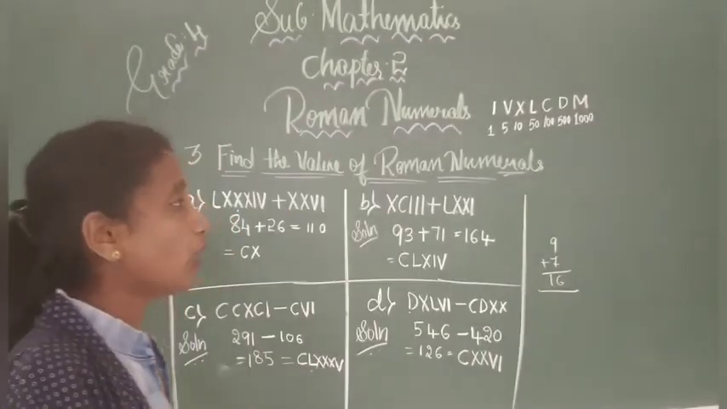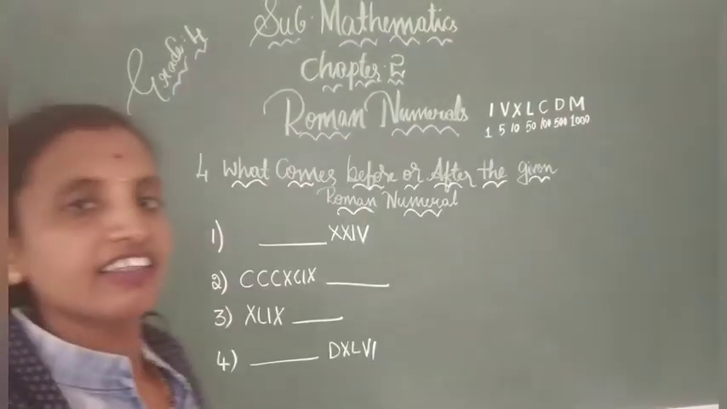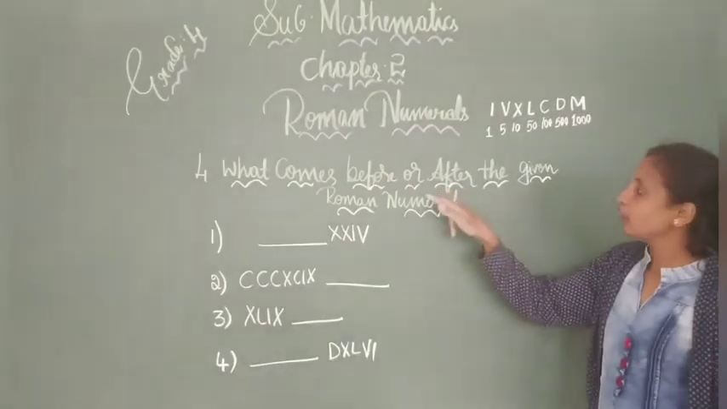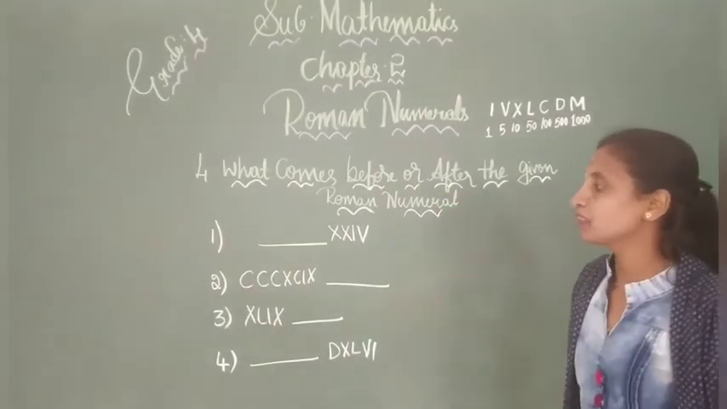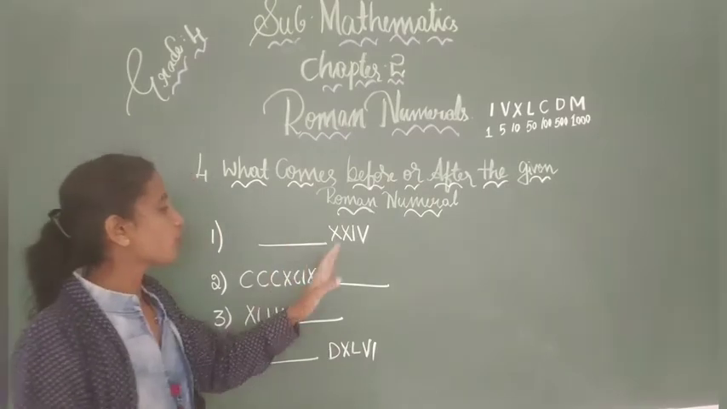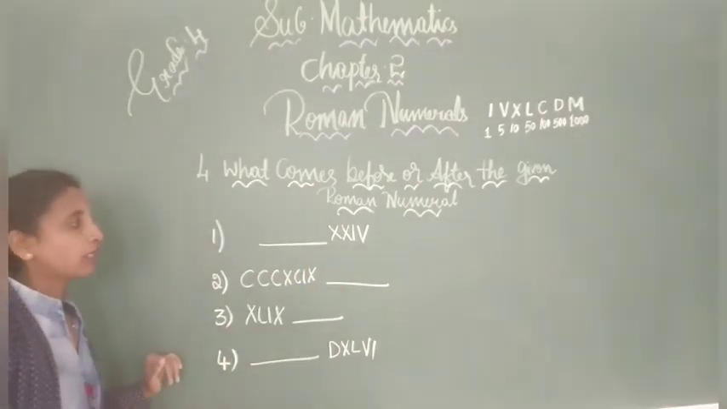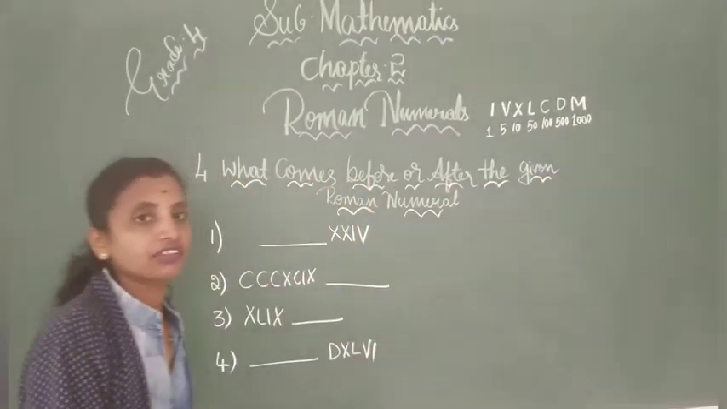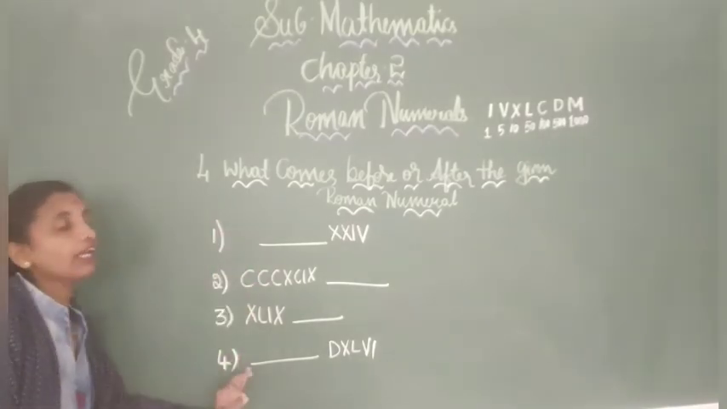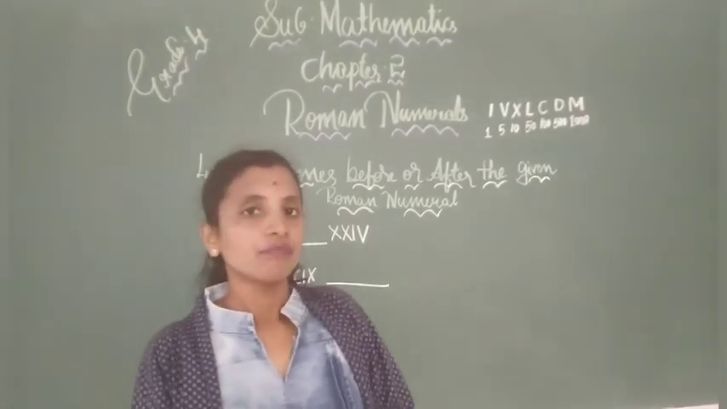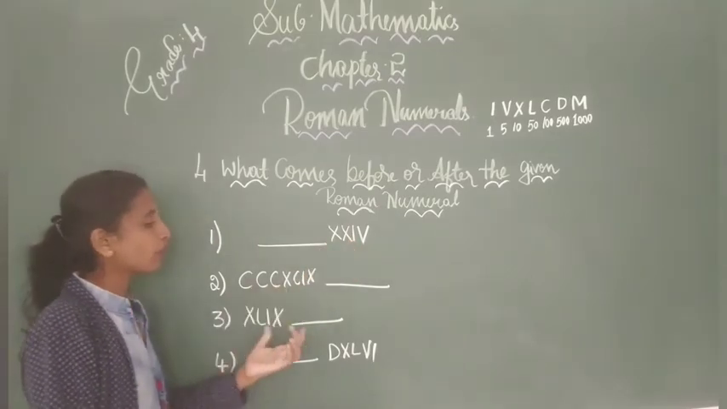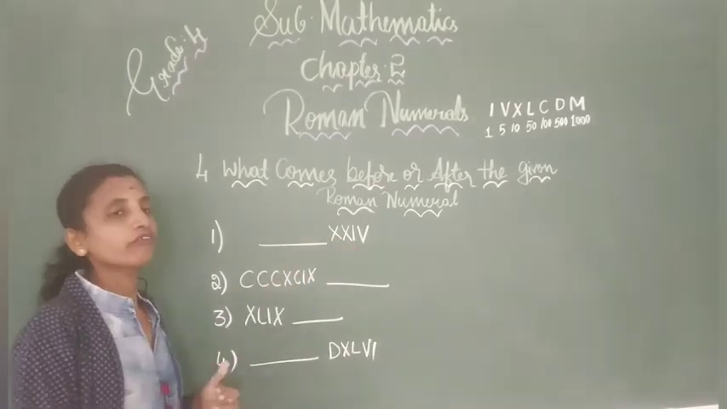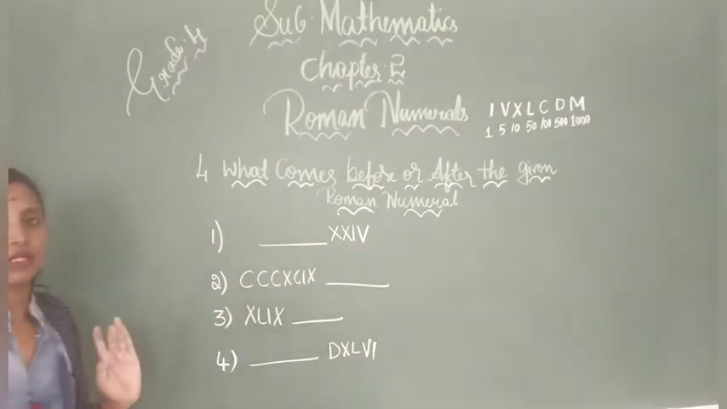Now move to the fourth one. Look children, here is the fourth one. What comes before and after the given Roman numeral? Means you have to write the number before and after the Roman numeral. For this also you have to remember these 7 letters. By using these we can write a Roman number. Before that, first you have to convert this Roman number into an Indo-Arabic number. If you convert it, you will know what number to write before.